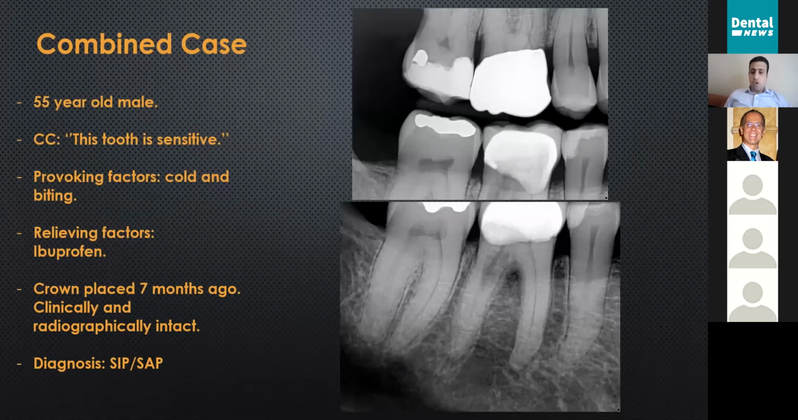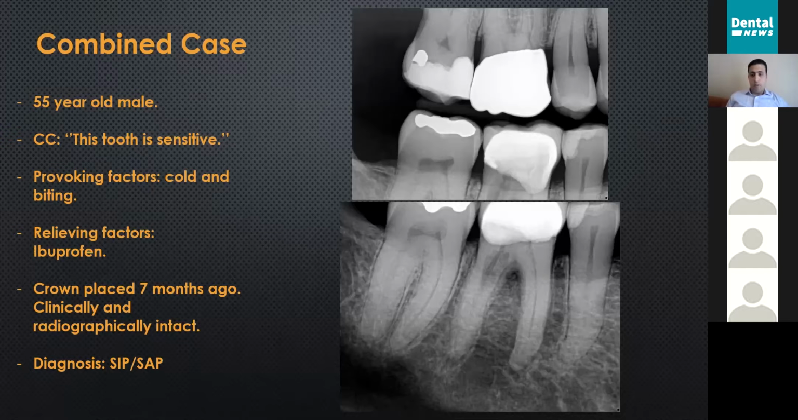Sometimes there is a gray zone where you have a combined case, where the case is presented with internal and external resorption at the same time. Like in this case, the patient presented with a symptomatic tooth. The crown was just placed recently, and the patient was again having sensitivity to chewing, hot and cold drinks. So at this point, definitely intervention is warranted.